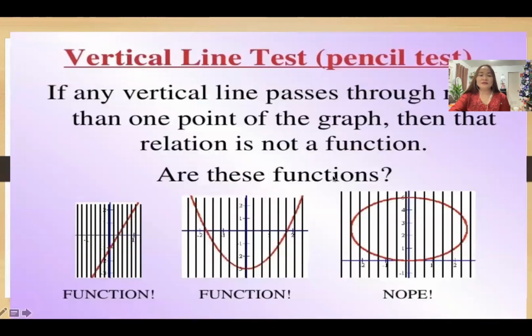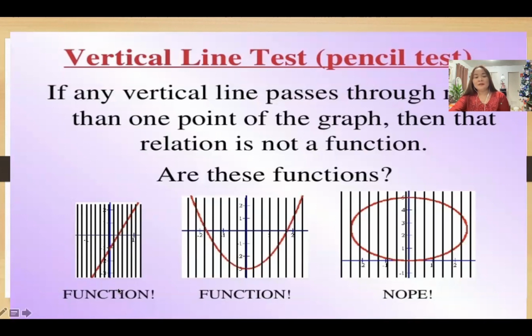Okay, we have what we call the vertical line test. If the given is a graph, check by drawing a vertical line. If there is only one point of intersection, when you draw a vertical line in any part of the graph, then the given graph is a function.